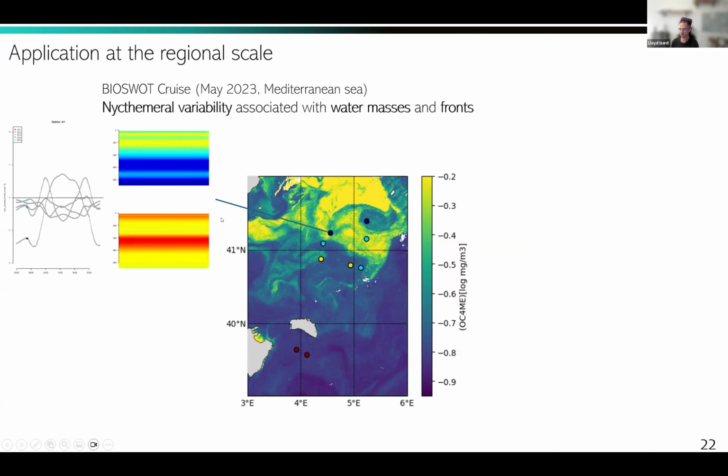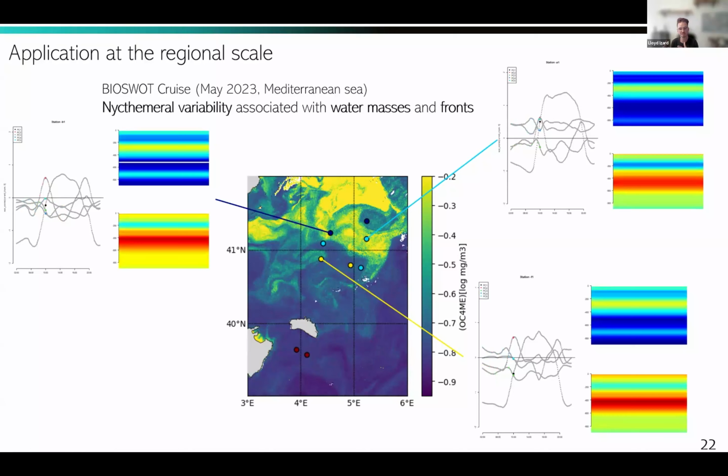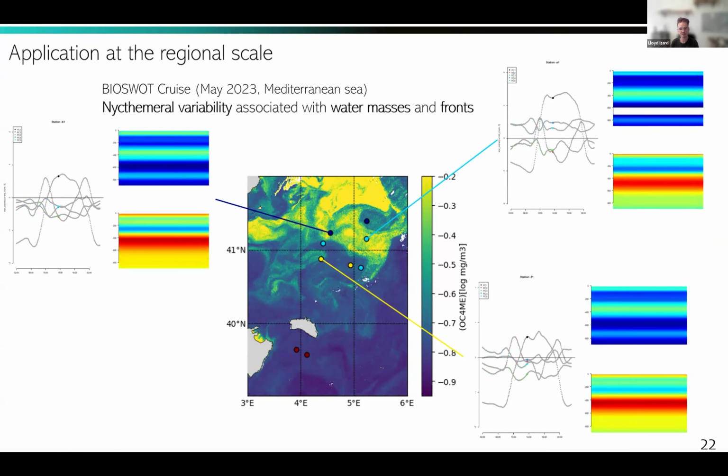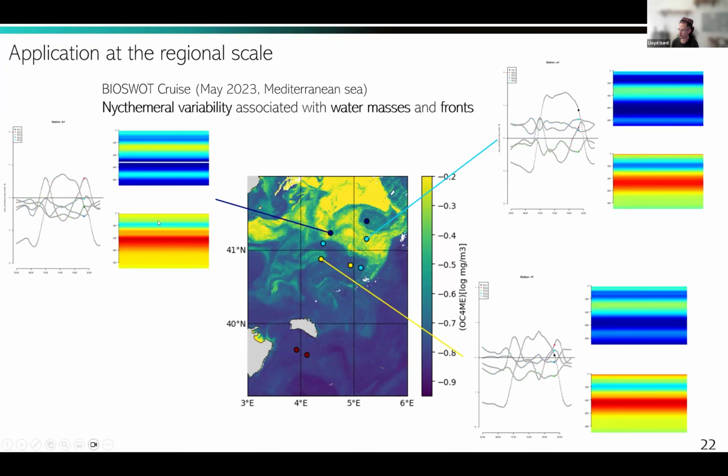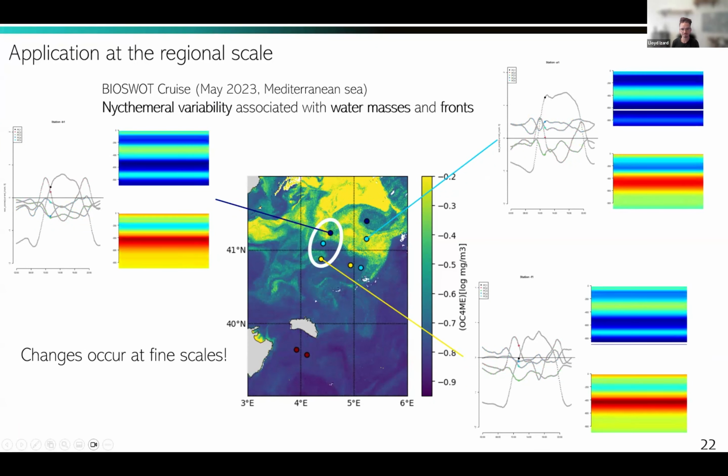And for this blue cluster, for instance, we have one specific nocturnal cycle that is identified. If you look at different clusters, you would get different dynamics, and that would mean different migration depth, for instance, or different migration speed over the different areas. And these differences can occur, as you can see here, at really fine scale in our frontal regions.